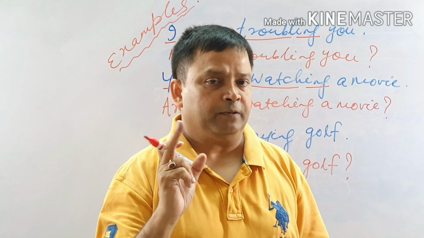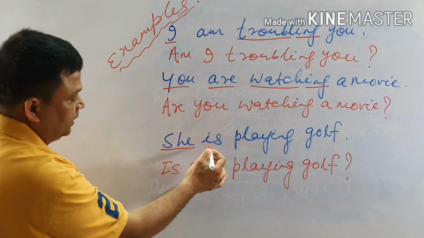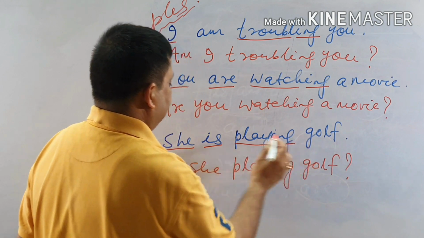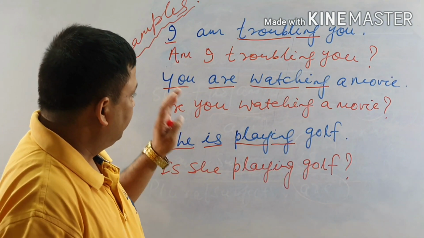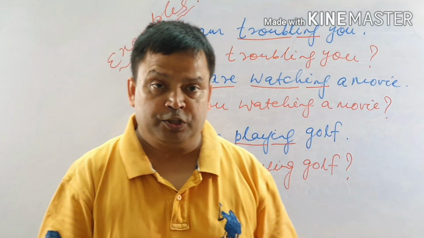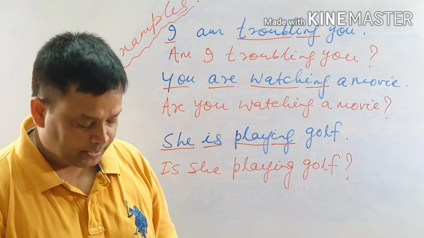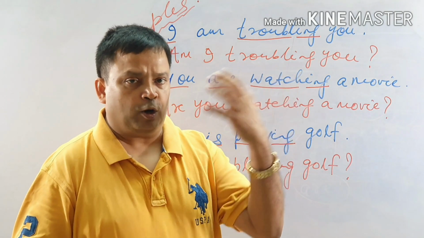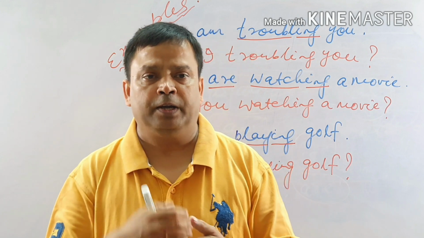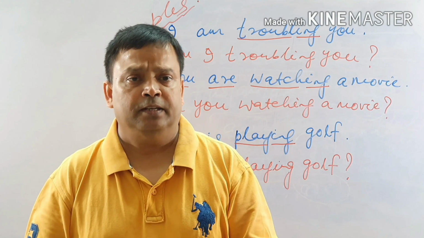Now I'm taking one example of a singular subject. For example, "she" is a singular subject. With singular we have to use "is", then "play" is the main verb, and we have added "ing". So as per the structure, we have the sentences, "I am troubling you," "You are watching a movie," and the third one is "She is playing golf." Now, these all are the cases of affirmative sentences, or the normal sentences.